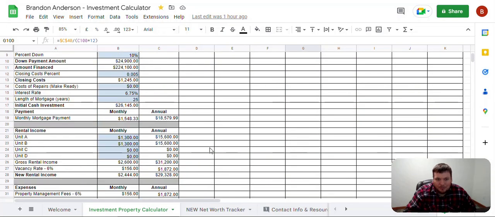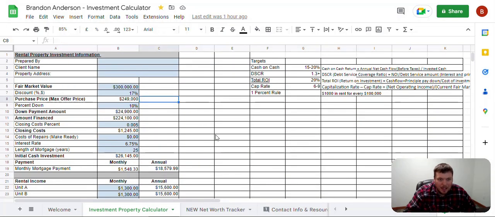But yeah, I was very confused because I knew we passed on it, and I just wanted to make sure there was a reason. So we did not hit our numbers. The only things that would have worked out are the cap rate and the 1% rule. But since the cash on cash, DSCR, and ROI are not hitting our numbers, we're going to pass on it.